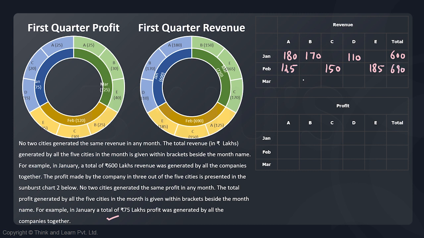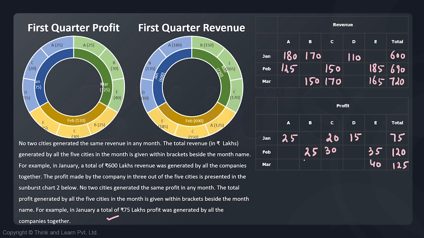When I talk about March, B is equal to 150, E is 165 and C is equal to 170. The total revenue is given as 720. Let's talk about profits as well. In January month, profit of D is equal to 15, profit of C is equal to 20, A is equal to 25. The total is 75. Whereas in February month, I see E is equal to 35, C is equal to 30, B is 25. The total is 120. And in the March month, the total is 125. E is equal to 40, B is equal to 30, and A is equal to 25.